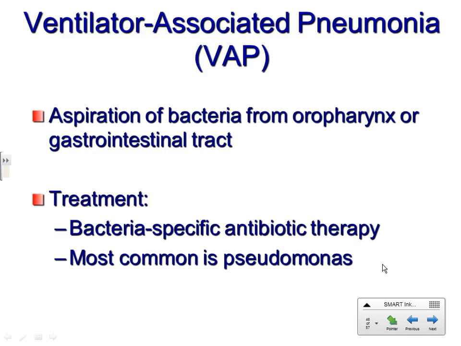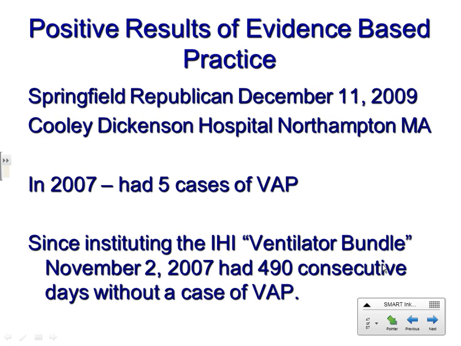She told you all about VAPP, so I don't need to tell you about that. But just to tell you that Cooley Dickinson, which is a small community hospital up in Northampton, Mass., in 2007 had 5 cases of VAPP. They instituted that ventilator bundle, and by November 2nd of 2007 had gone 490 consecutive days without a case of VAPP. Now, as Pat told you, VAPP is something that Medicare won't reimburse the hospital for. And each case that they saved them $40,000 that came out of the hospital's pocket when they had VAPP because insurance wasn't going to pay for it. So it's a huge medical expense.